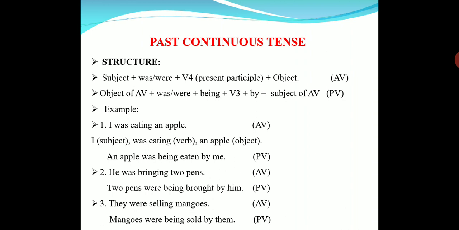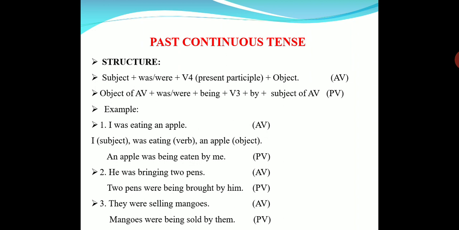So now, object becomes subject. An apple. What is the be form we have to use? Apple is singular, so we use was. Apple was. What is the be form we have to use in past continuous? For all continuous we have to use being. And what is the V3 form of eat? Eaten. And I becomes me in the place of object. An apple was being eaten by me is the full sentence in passive voice. Understood?